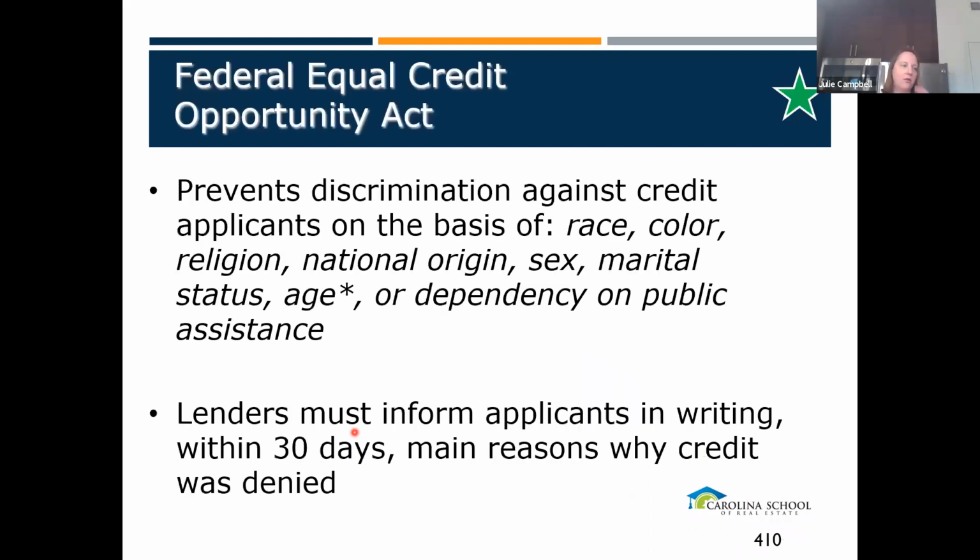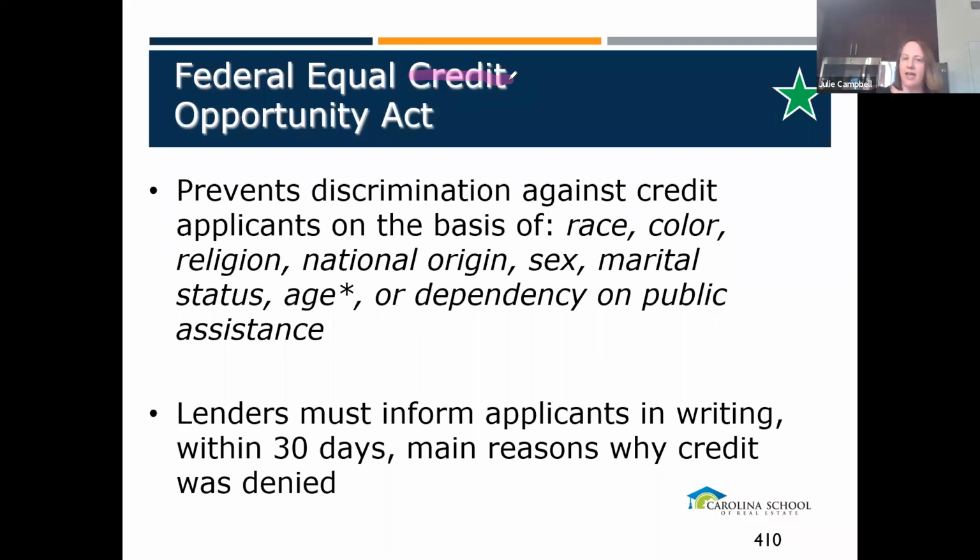Let's see. Federal Equal Credit Opportunity Act. This is the lender's fair housing. When you guys see this, again, Equal Credit Opportunity Act, if it's about credit, if it's about the loan, then it's about the lender. So the lender has protected classes. We can see here that they cannot discriminate for a loan application on the basis of race, color, religion, national origin, sex, marital status, age, or dependency on public assistance. Section 8 housing, for example.